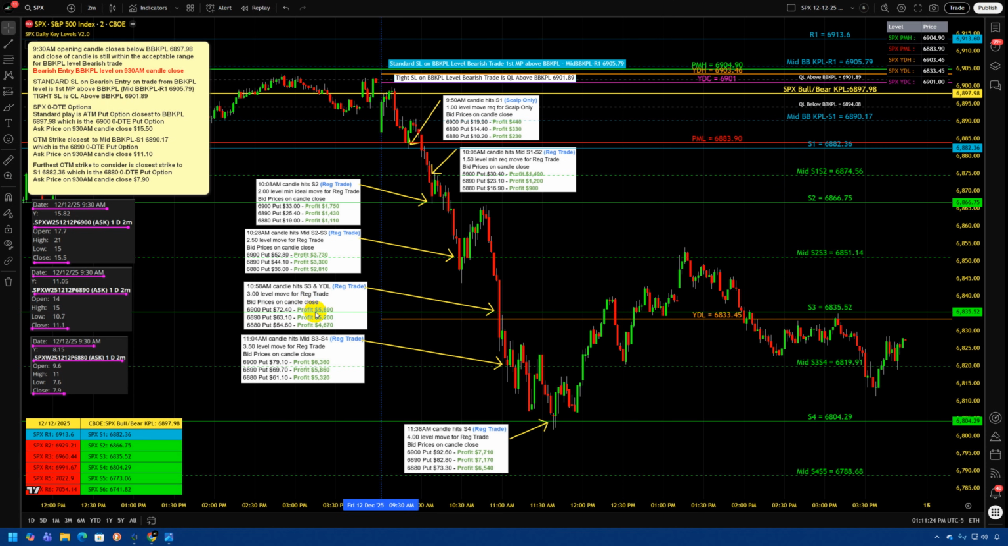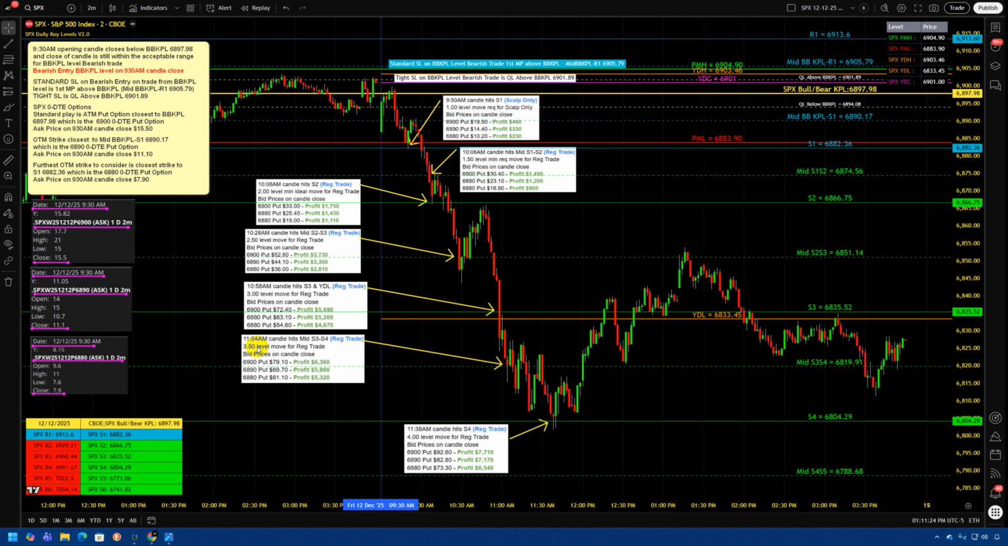6900 put, 72.40 now on the bid on the candle close. So the profit on this at the money standard play is $5,690 per option. 68.90 puts, now 63.10 on the bid, $5,200 profit per option. 68.80, 54.60 on the bid, profit $4,670.